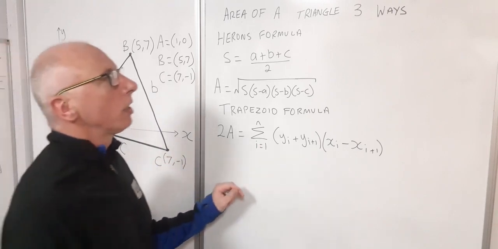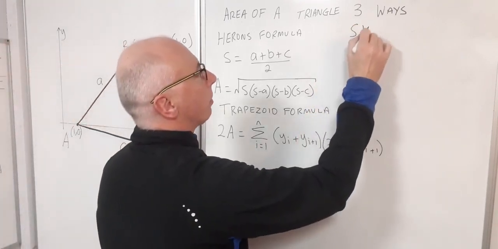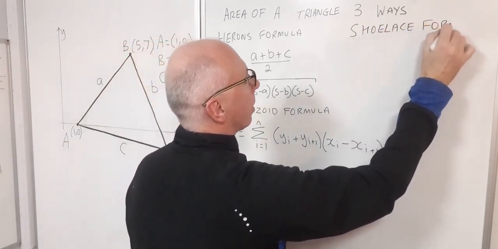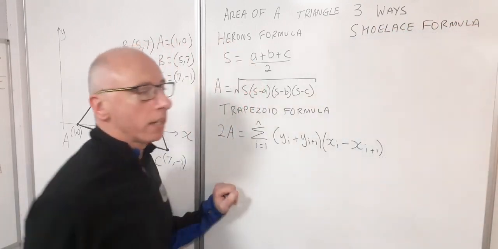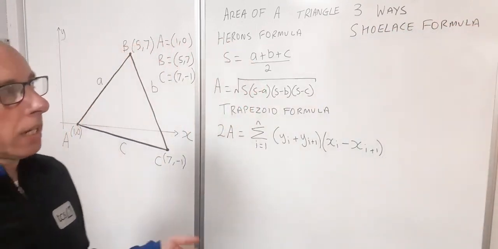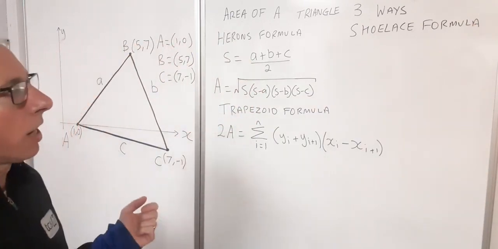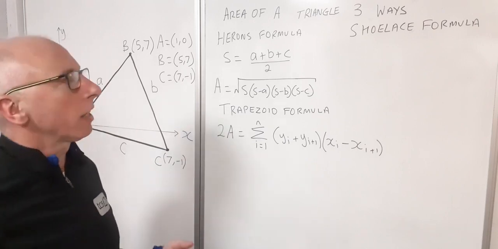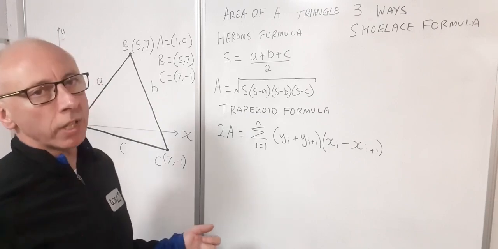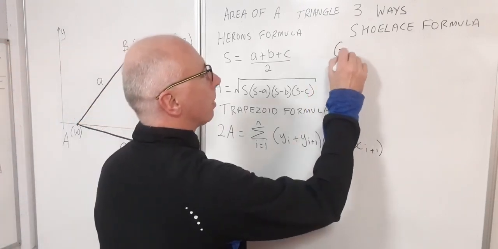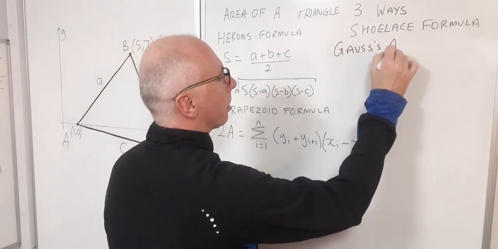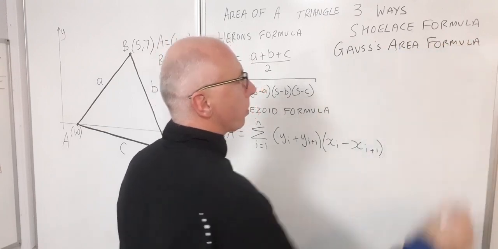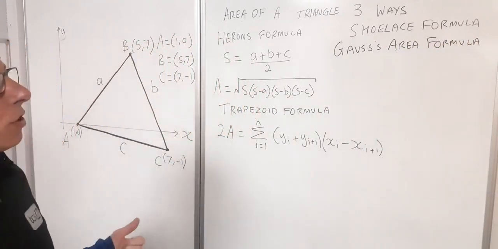Then the other formula is the Shoelace formula. So this one involves a series of matrices. Now the Shoelace formula, you'll see why it's got that particular name in a moment, but it's also a formula which was developed by Carl Friedrich Gauss. So it's also called Gauss's area formula. And it involves calculating the determinant of 3 triangles.